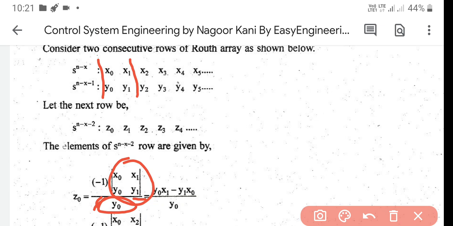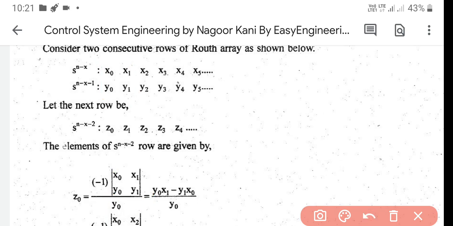Is it okay? To calculate the Z0 value in the next row, for what do you have to frame the determinant? The first column and second column elements of the first row and second row have to be taken in the numerator part, and in the denominator the second row first element has to be considered.